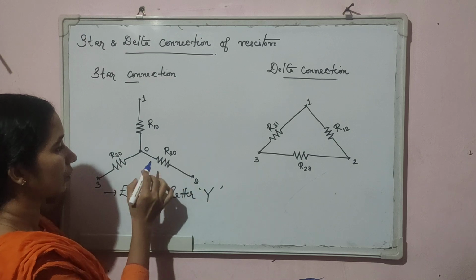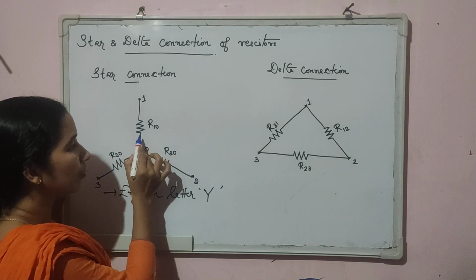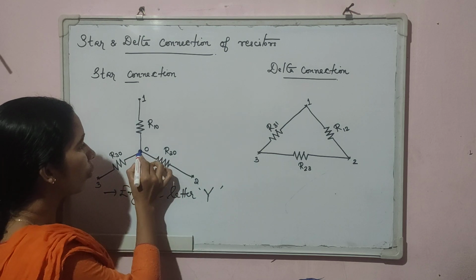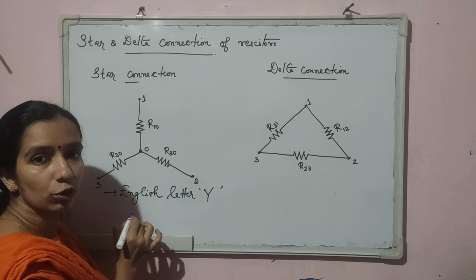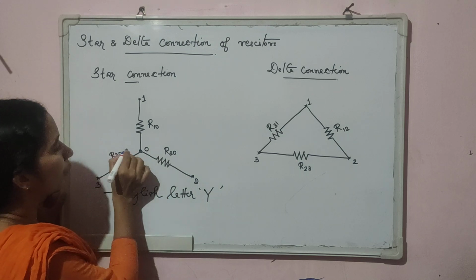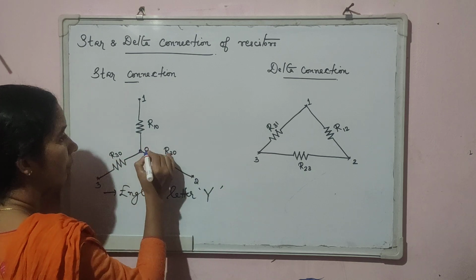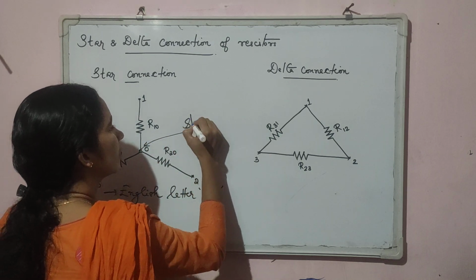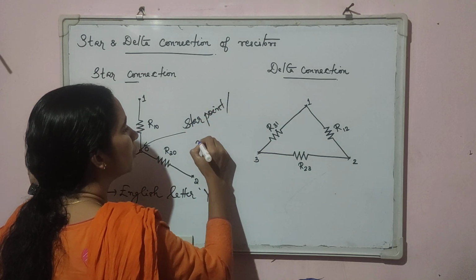So here there are three resistors and one end of all the three resistors are connected together to form a common point. And it is denoted as O. That point is marked as O. And this common point is known as the star point or neutral. So we can call this point O as the star point or neutral point.